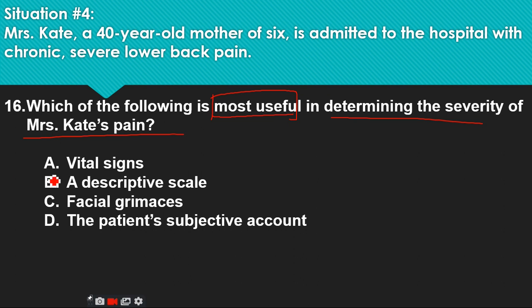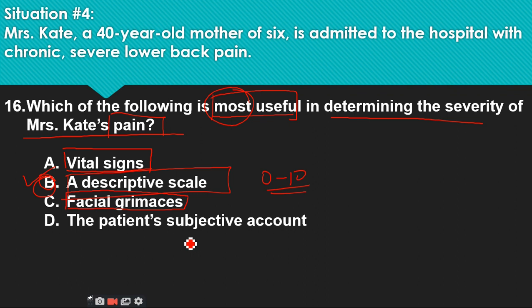Of course, when you talk about vital signs, there might actually be changes in the patient's vital signs, especially if the patient is in pain. And also, facial grimaces are applicable for pediatric patients when we are going to use the Wong-Baker assessment of pain scale. So it's going to be between B or D. Take note of the word most useful. So the best answer here is letter B, because when you talk about descriptive scale, you're talking about the 0 to 10 pain scale of the patient.